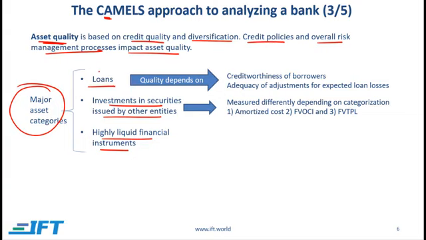Now, in terms of evaluating these three categories, let's start with loans. The quality of loans depends on the creditworthiness of borrowers. If credit policies are tight and loans are only issued to very creditworthy borrowers, then the quality here will be relatively high. When evaluating loans, we also need to estimate the adequacy of judgments for expected loan losses.